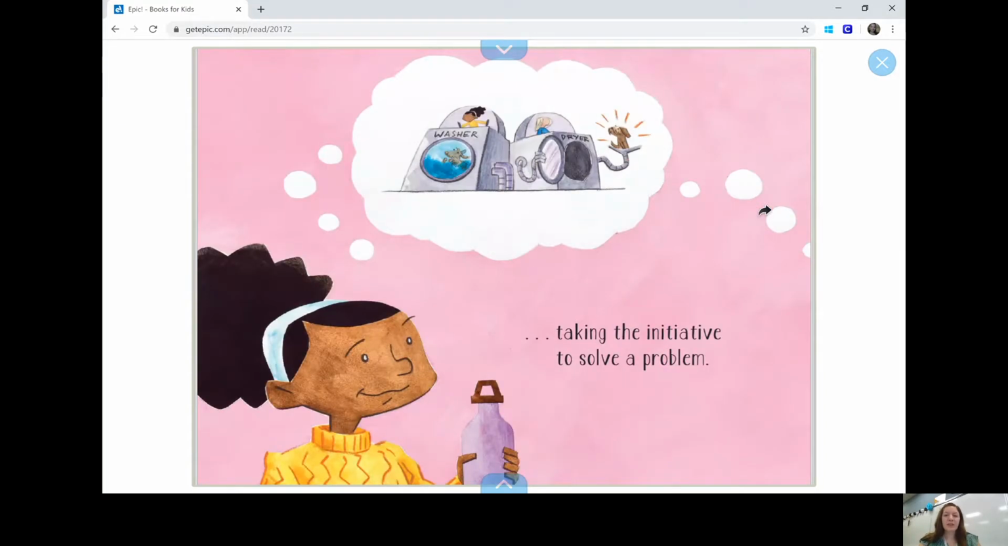Taking the initiative to solve a problem. So instead of accepting something the way it is, she's thinking about that dog who had ice cream on him. He goes through the washer, comes out of the dryer. So it's like a dog washing and drying machine.